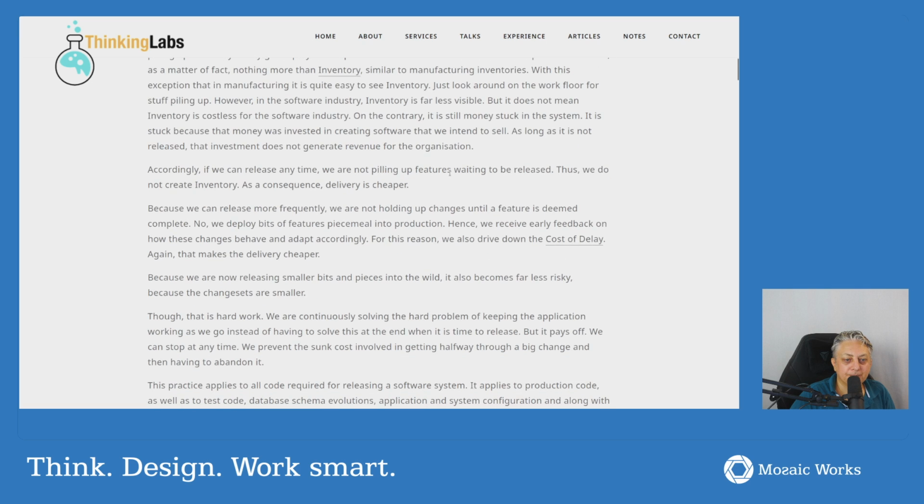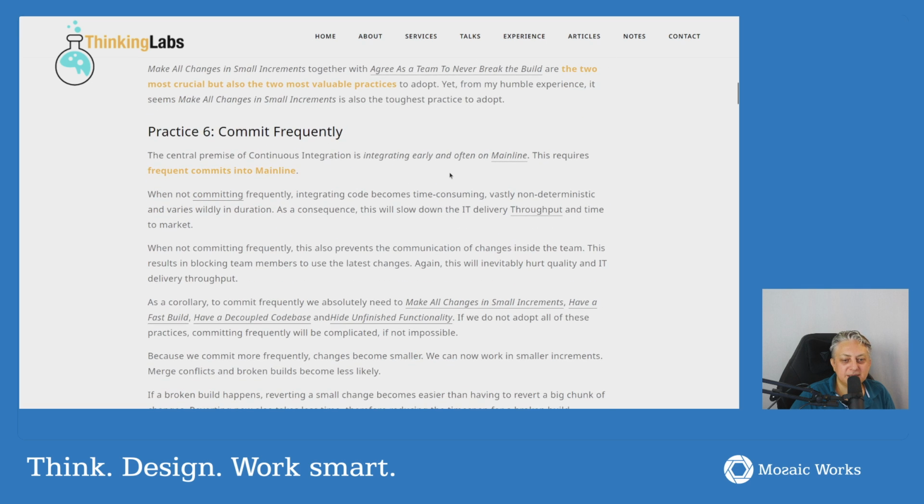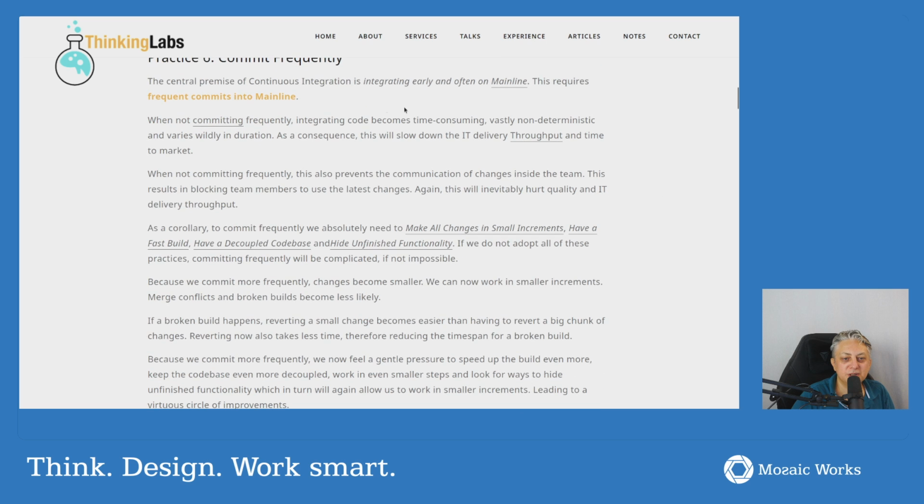Okay. Let's see, practice 6, commit frequently. The central premise of continuous integration is integrating early and often on mainline. This requires frequent commits into mainline. When not committing frequently, integrating code becomes time-consuming, vastly non-deterministic, and varies wildly in duration. As a consequence, this will slow down the IT delivery throughput and time to market.